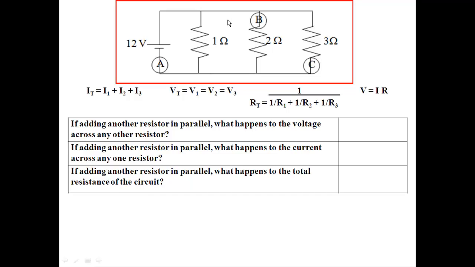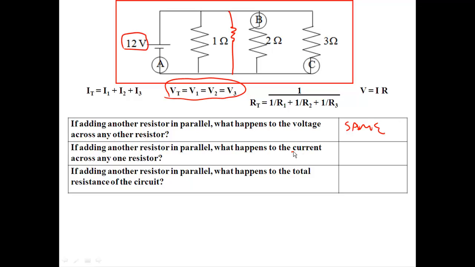If adding another resistor in parallel, so let's put one across here, what happens to the voltage? What do we know about the voltage? Well, we know it one place, we know it every place. Adding another resistor didn't change the voltage of that battery. You put a 1.5 volt D-cell battery there, it's still 1.5 volts regardless what you put in the circuit. So that stays the same.